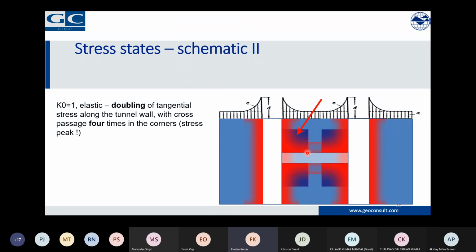Now we are entering here. So in these corners, we are not talking about doubling. We are talking about the doubling of the doubling, so to say. So we have 4 times theoretically, in the elastic case, the stresses compared to the in situ stress. And in some cases, this will be too much.